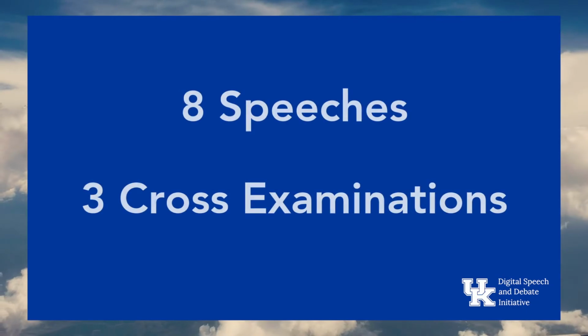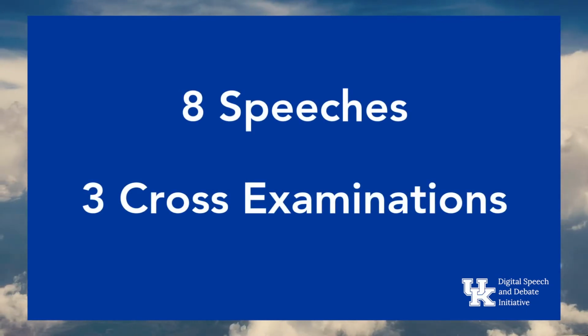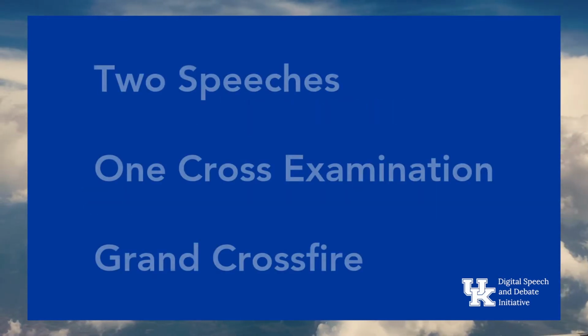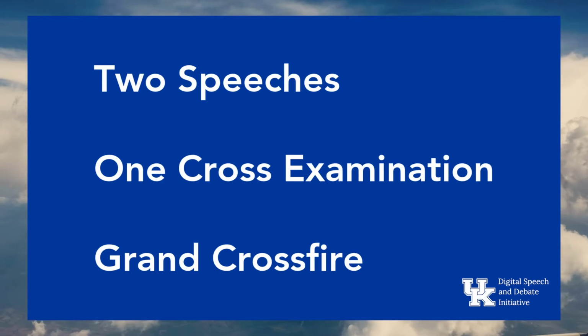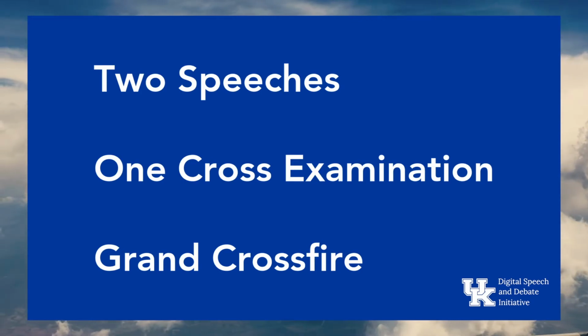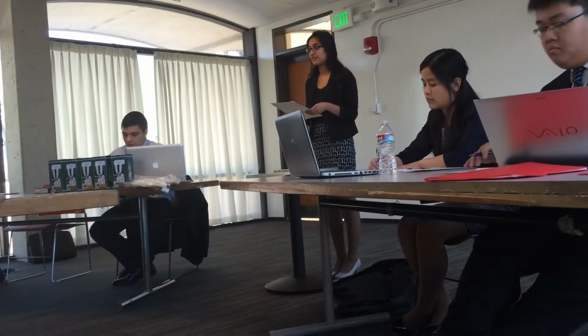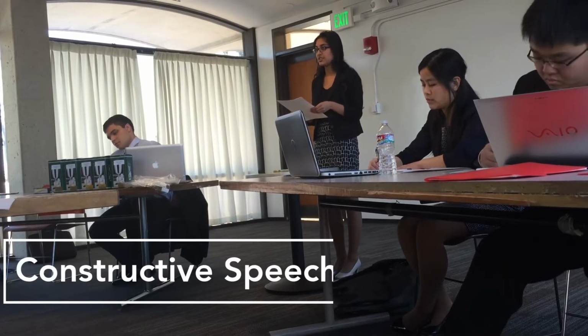There are 8 speeches and 3 cross-examination periods in public forum. Remember, a public forum team is made up of 2 debaters. That means you're going to give 2 speeches, participate in a cross-examination, and participate in something called the Grand Crossfire, which we'll explain later. The first kind of speech is a constructive speech.